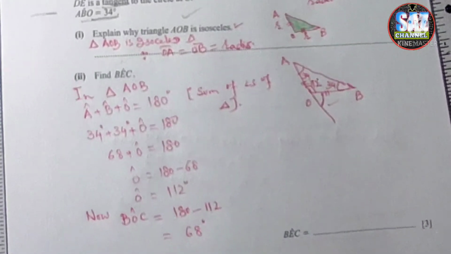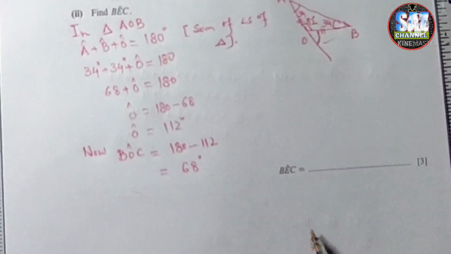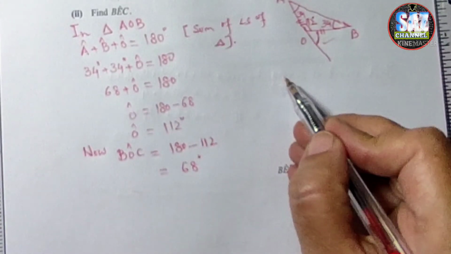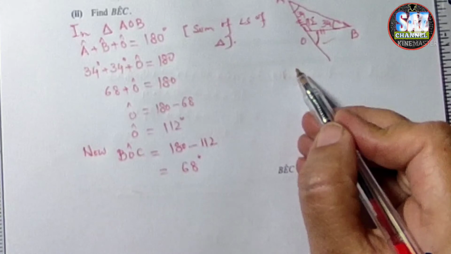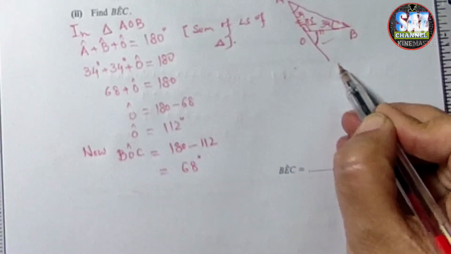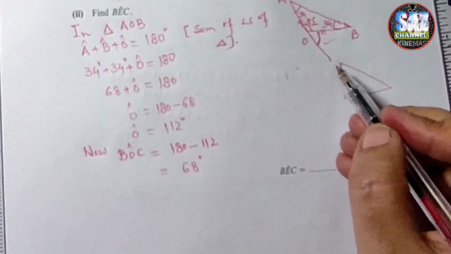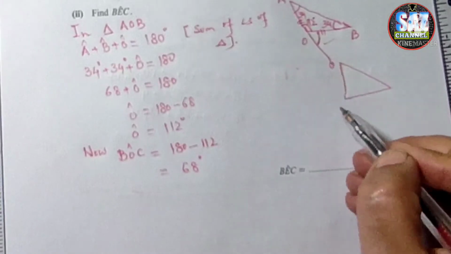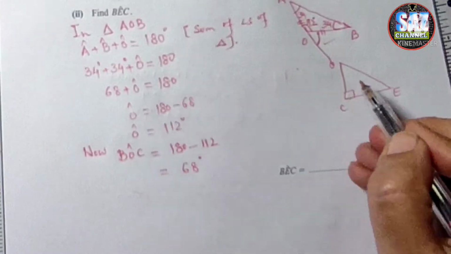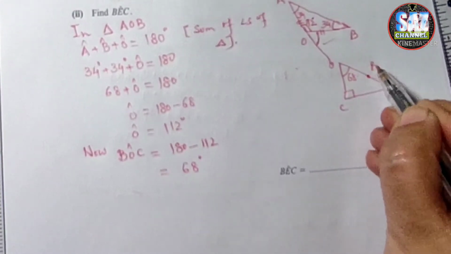And now what we can do is make another triangle here, that is triangle OCE. Now look, this is 90 degrees, this is 68 degrees, and B is somewhere at this point.